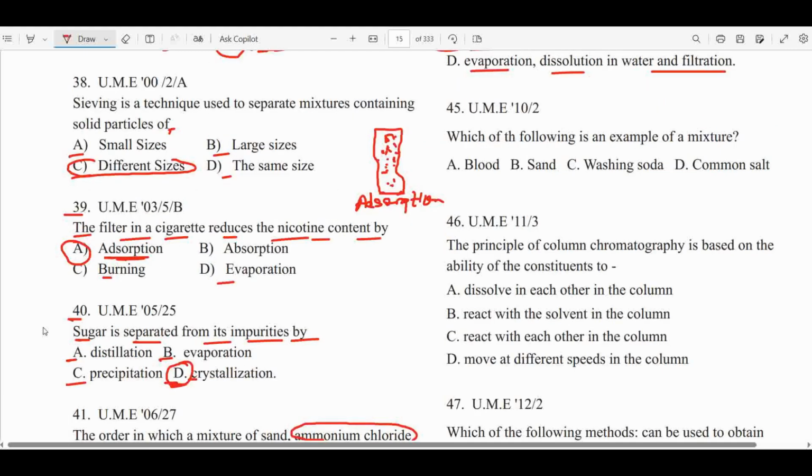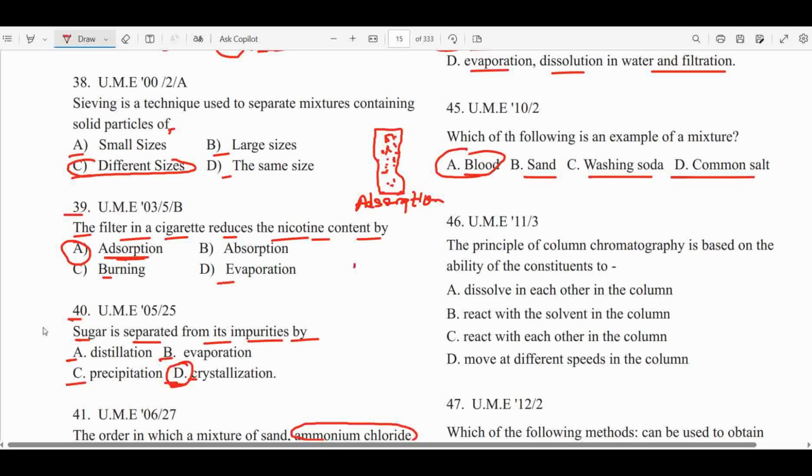Question 45. Which of the following is an example of a mixture? You have blood, sand, washing soda, common salt. Which of the following is a mixture? Of course, within your blood you have blood cells. If you centrifuge your blood, the blood cells are going to settle at the bottom while you have a clear solution.